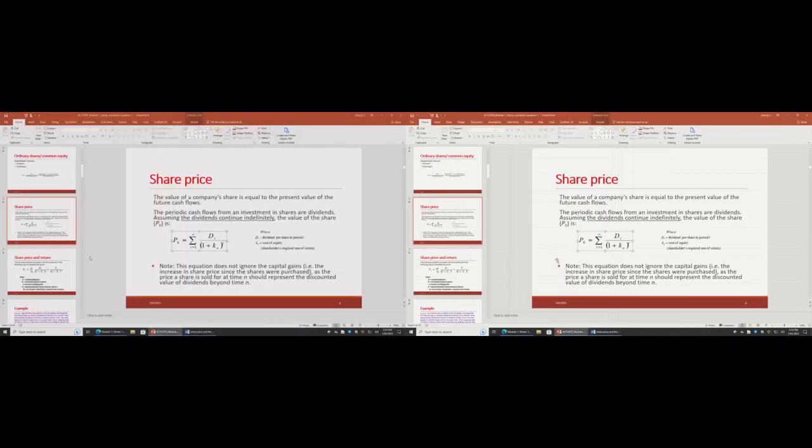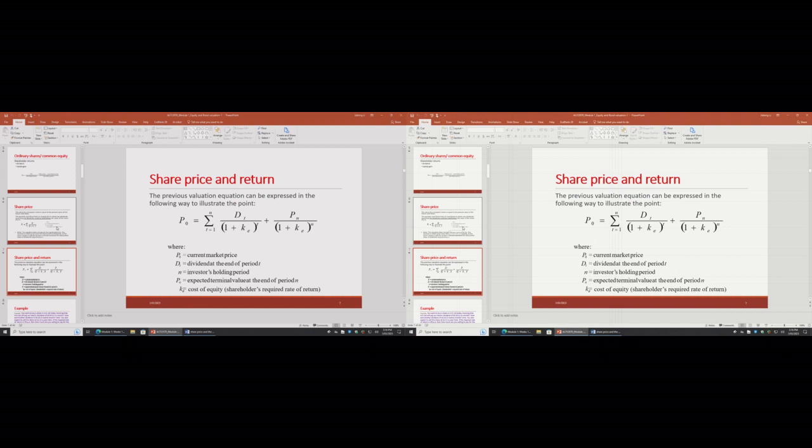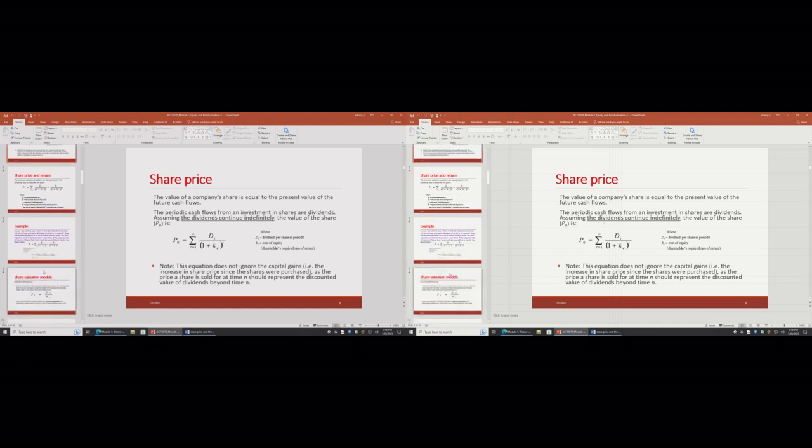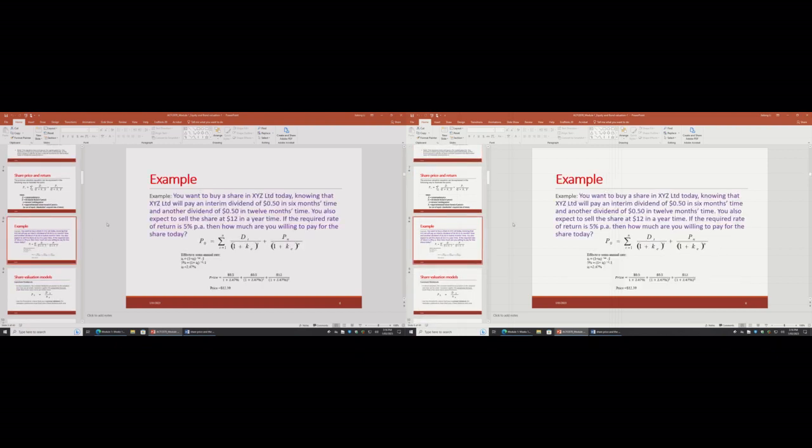Anyway, I just want to highlight this issue. Don't be confused by the general form and wonder why we don't have a capital gain. By holding the equity, you should have a capital gain and you should have dividends, but the dividends actually incorporate the information of the capital gains. Next, let's look at a simple example using the general form.